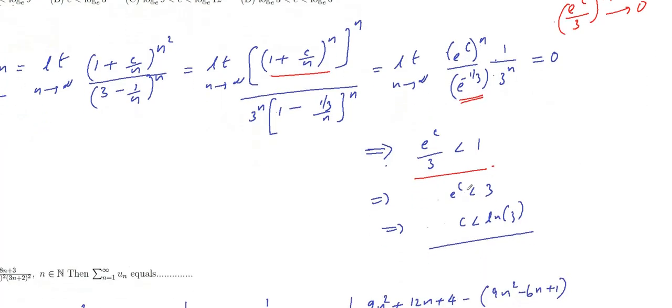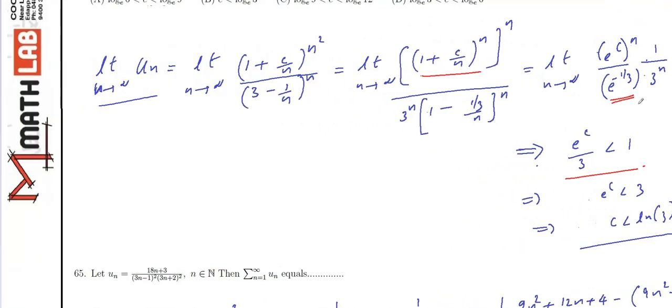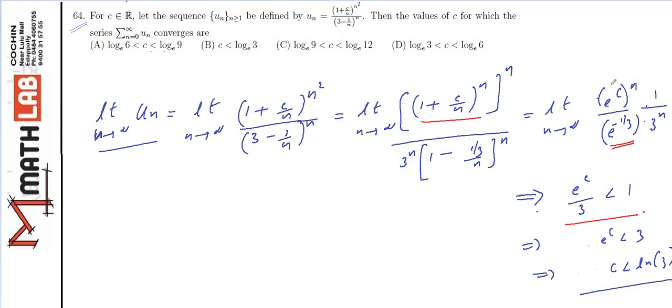From which we obtain the condition e to the power c is less than 3, and you take the logarithm on both sides, so you will get c is less than ln of 3. So that is the condition we have. c is less than ln of 3. Anyway, that's a necessary condition, so all the other conditions must be avoided, right? And that is the right way. c should not be greater than log 3, so this is wrong, and this is wrong, and this is wrong, and thereby this is correct.